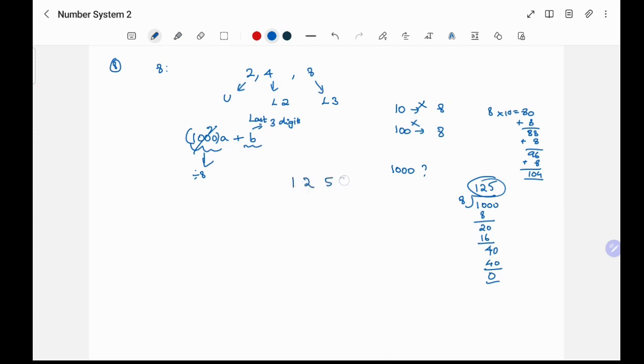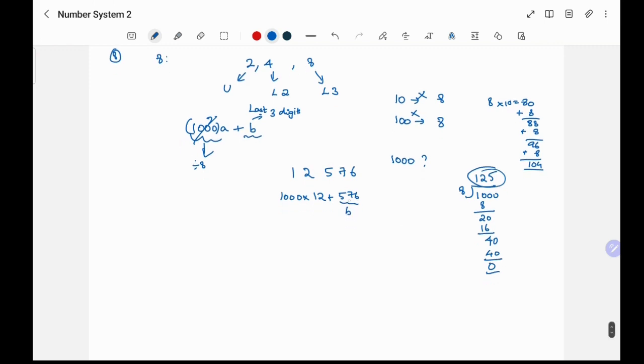So take 12576. This can be written as 1000 into 12 plus 576. Correct? So this will be b. It is good enough to check whether this 3 digit number is divisible by 8, and then we can conclude whether this big number is divisible by 8. So we'll just check for this case. 57, 7 times we have 56. 16, 2 times. Okay, this is divisible by 8. So this number is also divisible by 8.